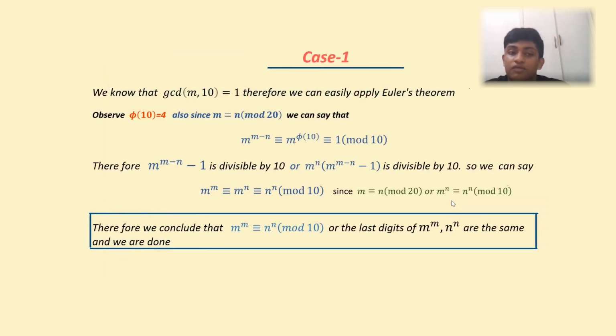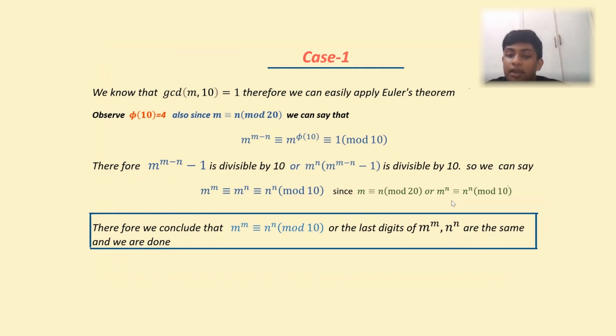So in case 1, we have that GCD of m and 10 equals 1. Therefore, we can easily apply Euler's theorem. So first we observe that phi of 10 equals 4. Also, since m is congruent to n mod 20, we can say that m minus n is divisible by 4 or phi of 10. So we can say that m to the power m minus n is congruent to m to the power phi of 10, which is congruent to 1 mod 10. Therefore, m to the power m minus n minus 1 is divisible by 10.